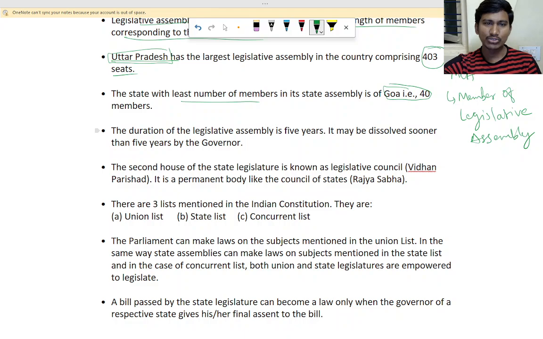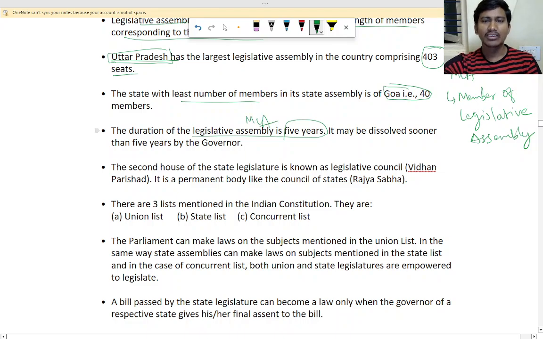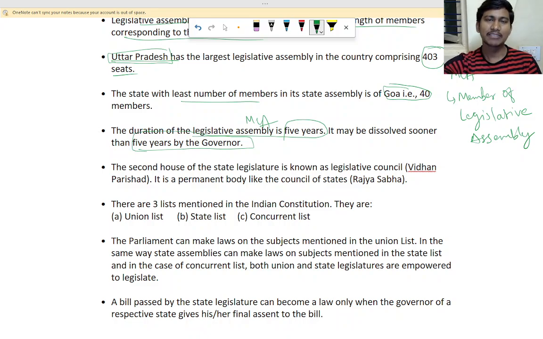The duration of the legislative assembly is 5 years. It may be dissolved sooner than 5 years by the governor. The governor is the head of the state, like the president is the head of the country. If anyone wants to resign, they have to give the letter to the governor. Dissolution means everyone will resign, and that can be done by giving a letter to the governor. Even the governor can be terminated by the president.